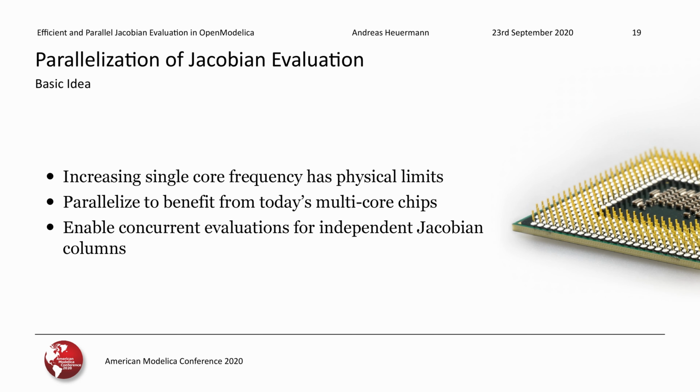Nowadays, the overall performance of a system is driven by increasing the core count, since further scaling of single core frequency has reached physical limits, meaning overheating or power consumption. So we tried to utilize parallelization using multithreading for the evaluation of independent Jacobian columns.